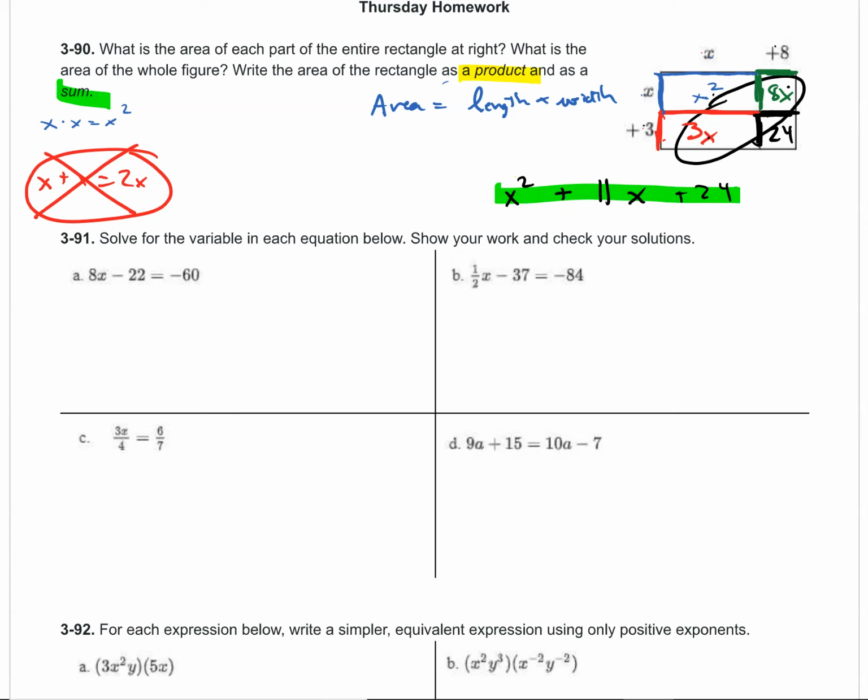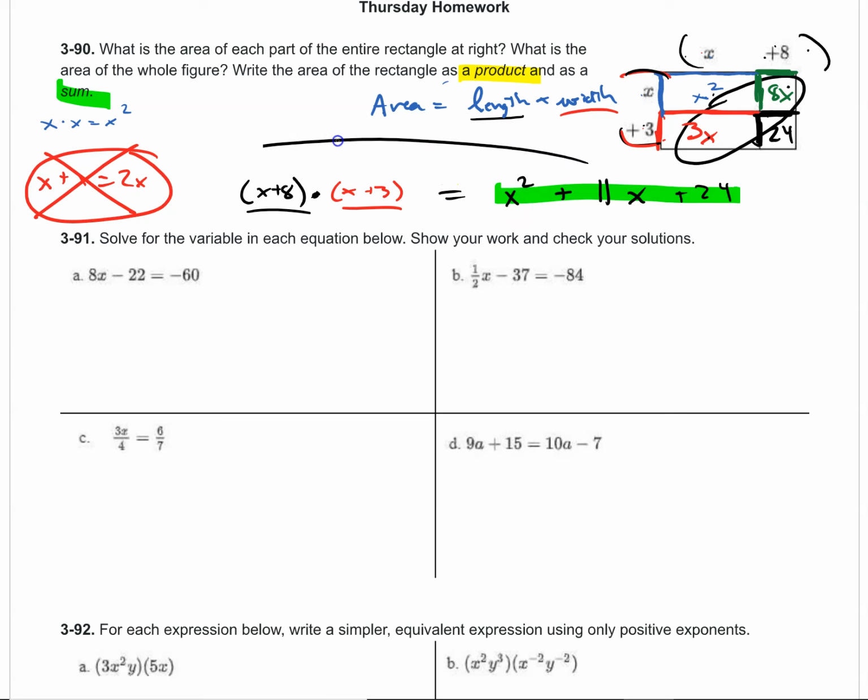Area as a product is when you put each side in parentheses. So x plus 8 is our length. X plus 3 is our width. If you multiply length times the width, you should get equal the area as a sum. So that was the whole problem that time.